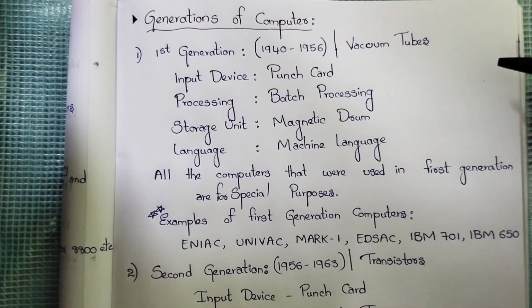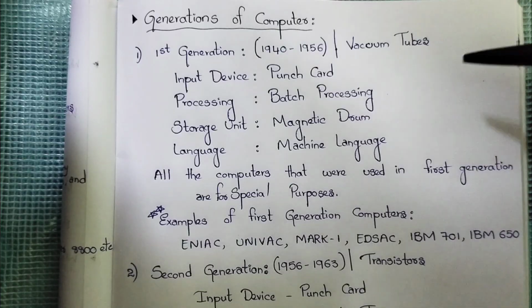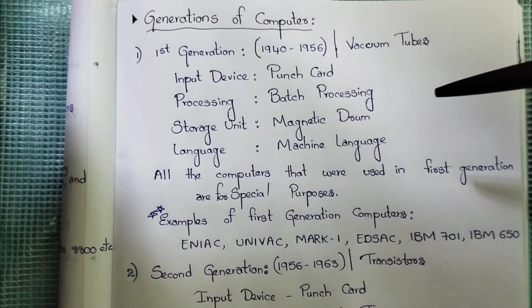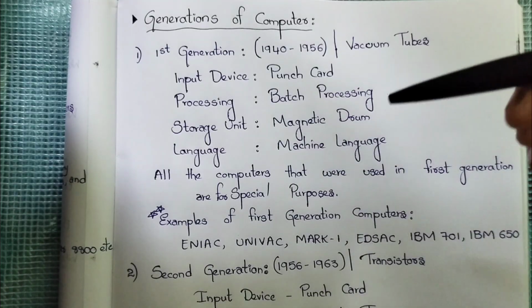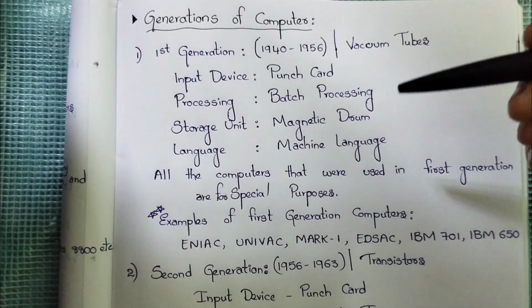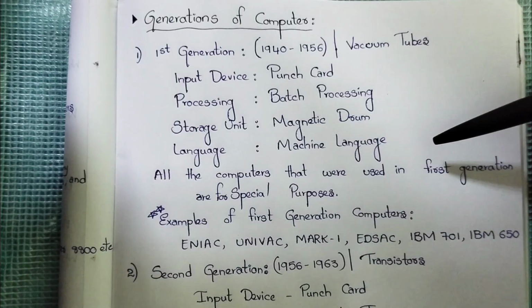So this is the first generation computer, which started in the year 1940. What is the important component in it? Vacuum tubes. What are the input devices used? Punch cards. What is the processing? Batch processing. The storage unit is magnetic drum, and the language used is machine language.